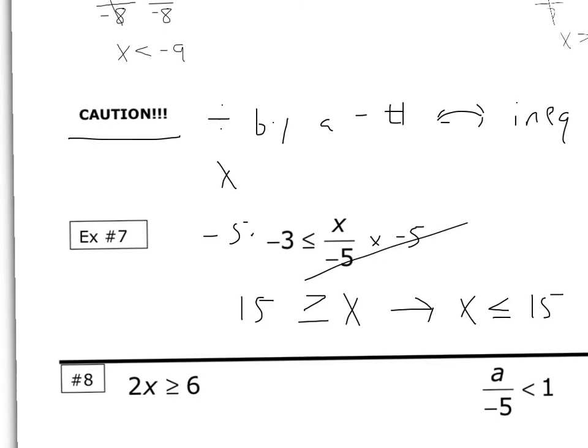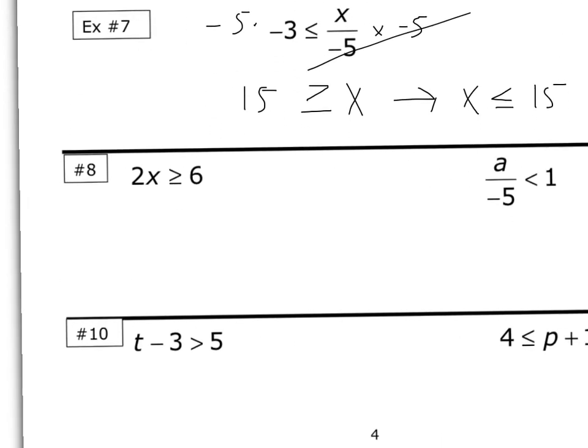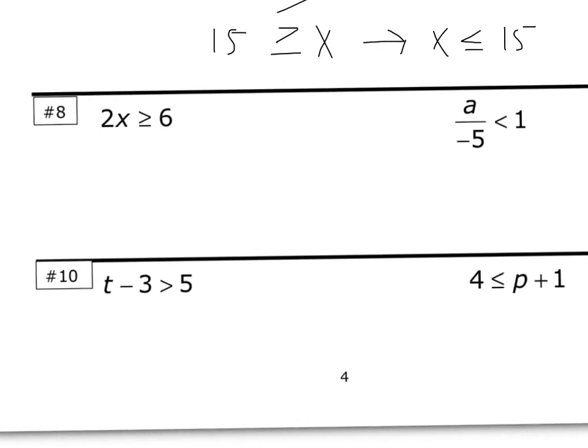So we got a few problems down here that we're going to take a look at. And then I'm going to let you do 2 on your own. Okay, so number 8. You're undoing multiplication with division, so we're just going to divide each side by 2. Those 2's cancel. And since you're dividing by a positive number, you do not have to flip your inequality. So we have x is greater than or equal to 3.